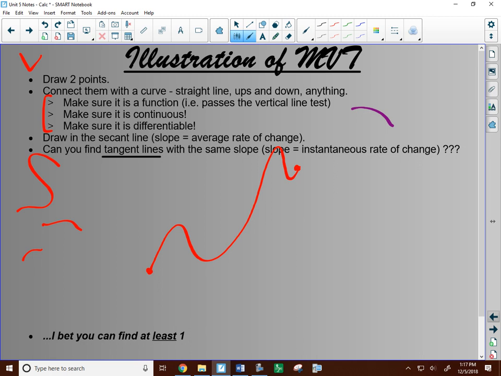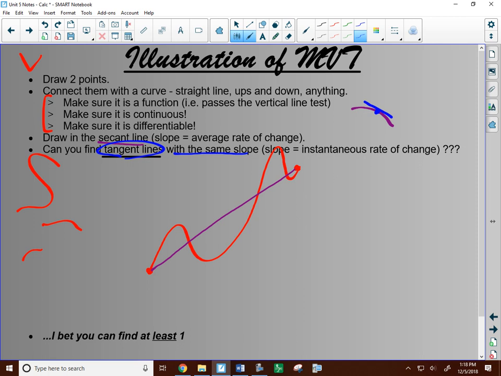Here's what you're going to do next. You're going to draw in the secant line. Remember, the secant line is just the line that connects your 2 points, a straight line between your 2 endpoints. Then here's the goal. This is where we get to the mean value theorem. Can you find tangent lines? A tangent line intersects at 1 point, right? A secant line goes through 2 points. A tangent line is the slope at 1 point. Can you find and draw in a line with the same slope as your secant line?